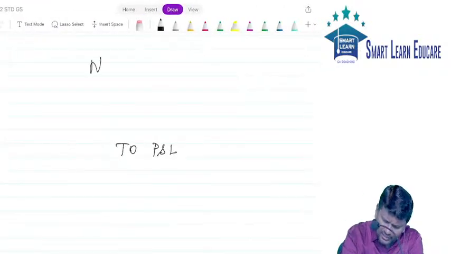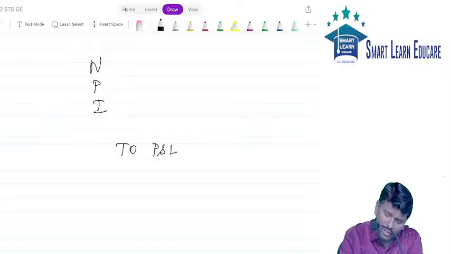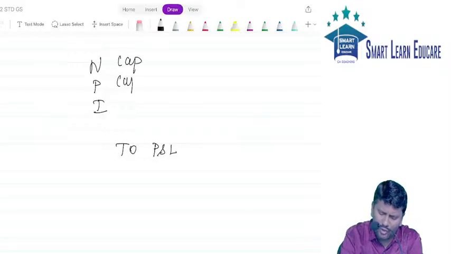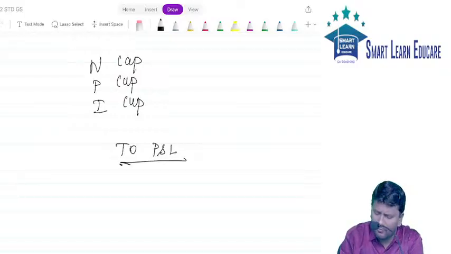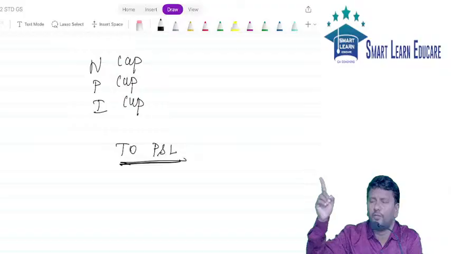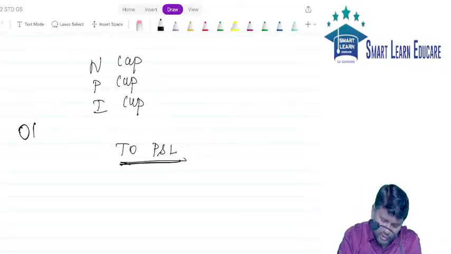So the journal entry is: N's capital account debit, P's capital account debit, and I's capital account debit, to P&L account. That's all. In what ratio should we pass this entry? Remember, the P&L should always be transferred to the old partners. In what ratio? Old ratio.